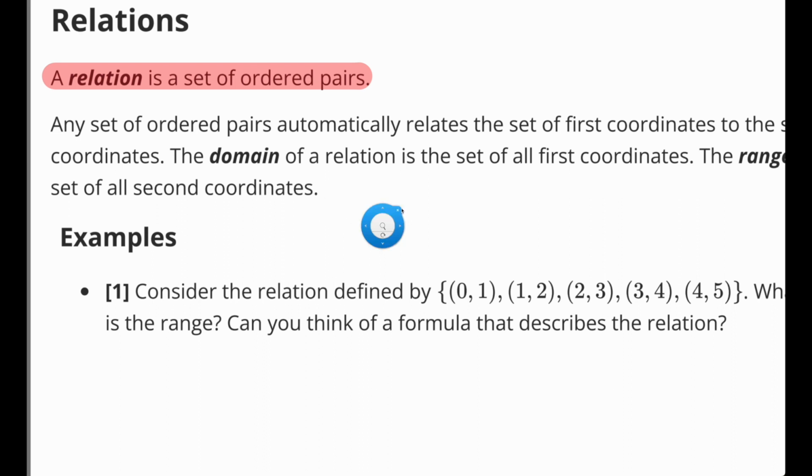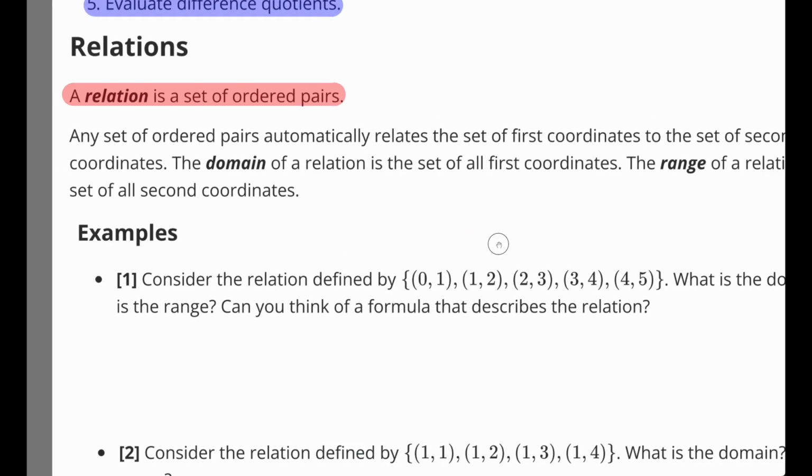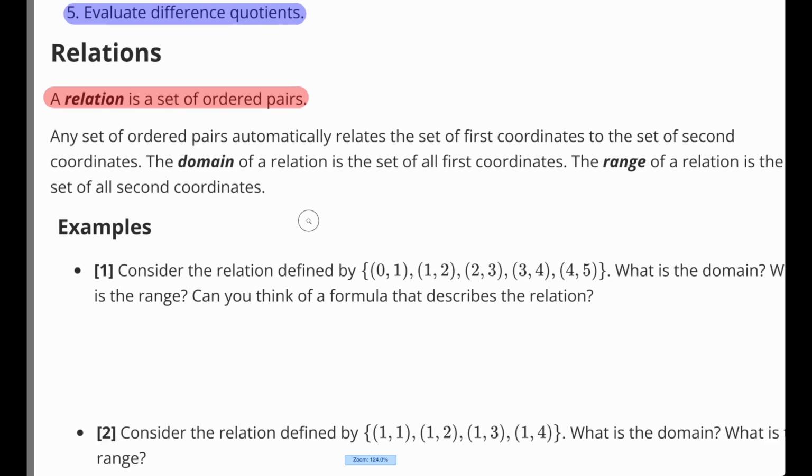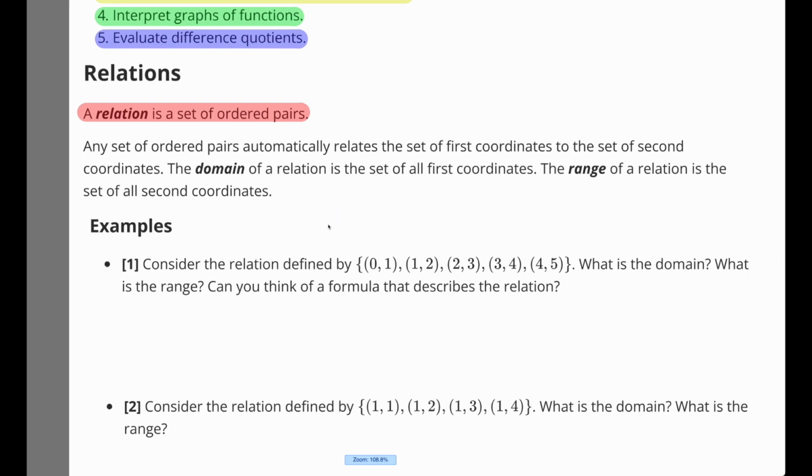Any set of ordered pairs automatically relates the set of the first coordinates to the set of the second coordinates. The domain of a relation is the set of the first coordinates. The range is the set of the second. Another way of thinking about domain and range is that domain is all the possible x values, where range is all the possible y values. X is the input, y is the output in this way.